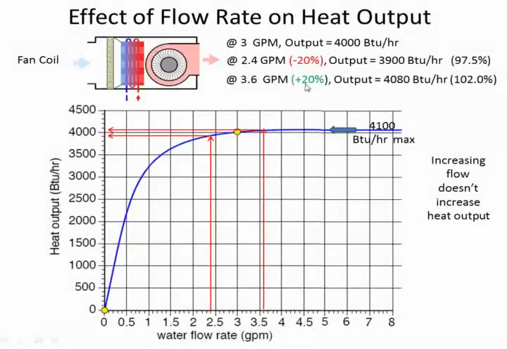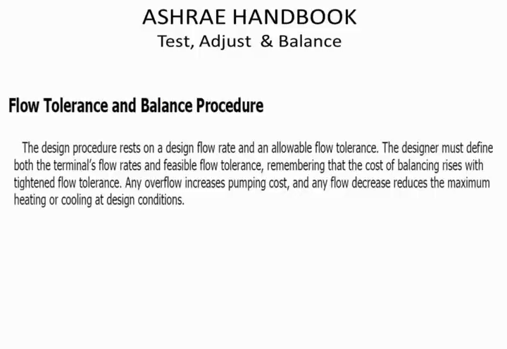Same thing on the positive side. If we increase our flow rate above our targeted 3 GPM by 20%, to 3.6 GPM, the output then, as you can see here graphically, goes to 4,080 BTUs per hour. So the effect of accuracy, if you're on the sweet part of the fan coil, is largely minimized, whether you're doing fixed flow rate type systems or variable flow type systems.